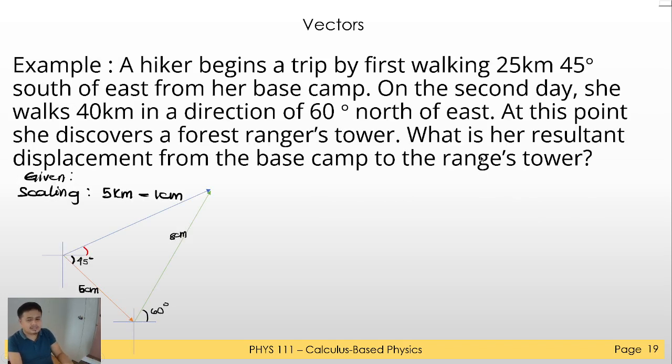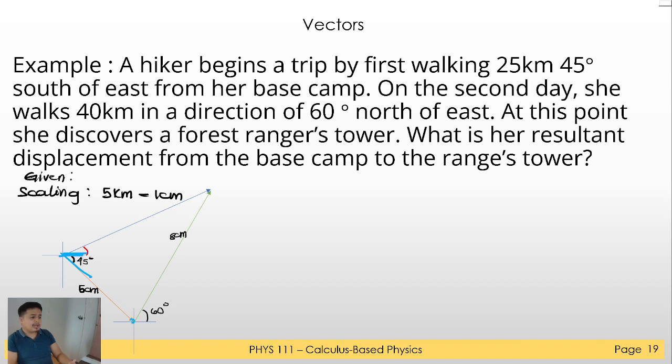I pre-made this problem, and basically a hiker begins a trip by walking 25 kilometers, 45 degrees south of east. So this is the starting point. This is the starting point, and then this hiker travels southeast, or where is it? South of east. So south of east, meaning the south of east. So if this is east, then the south of east will be this angle 45 degrees.